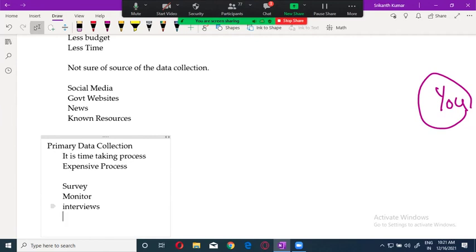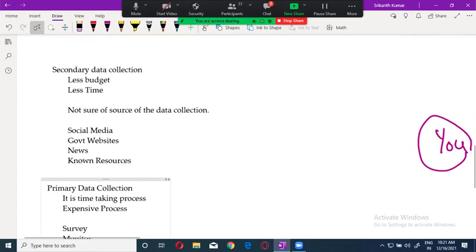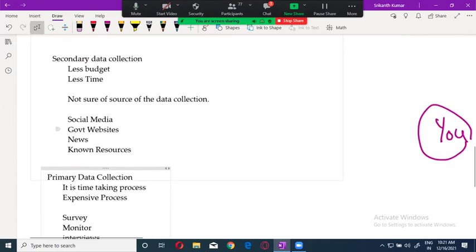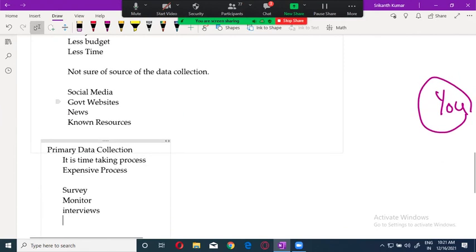But again, this is a painful process also. Really, it is a painful process because you have to go and talk to the different people, and again, it's a big process. Now, this is the way you will be collecting the data, guys. And this is just a collection process.